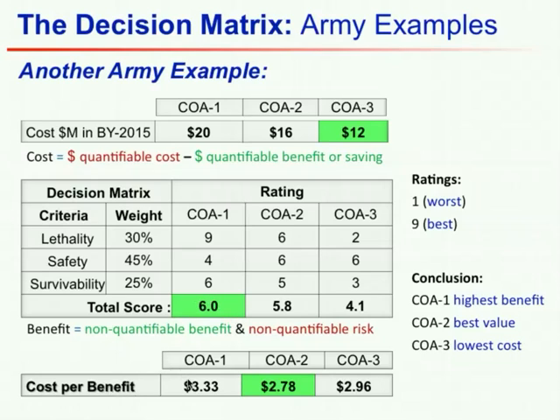Finally, we do the cost per benefit, right? And so we do, here 20 divided by 6 is 3.33. 16 divided by 5.8, 2.78. 12 divided by 4.1 is 2.96. And so notice that course of action 3 has the lowest cost. Course of action 1 has the highest benefit, but course of action 2 is the best value, right? When you combine you get sort of the cost per benefit. Course of action 2 gives you the lowest cost per benefit. And so the suggestion here is that when you combine the non-financial and the financial criteria in that way, course of action 2 would be the choice.